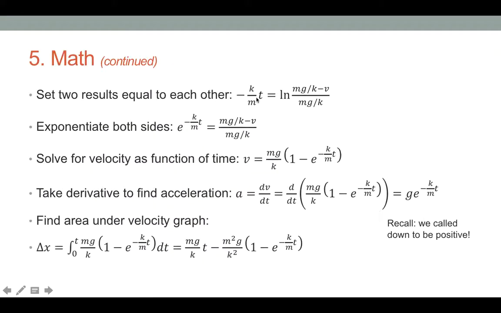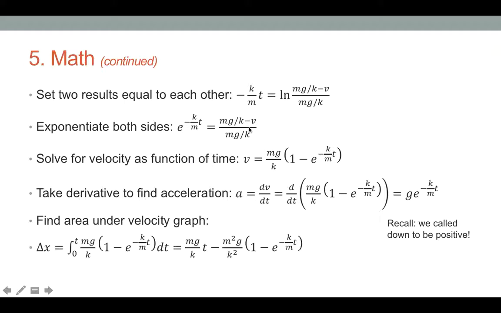Now we can set the two sides equal to each other. This is the first integral, this is the second integral. And like before, we're going to exponentiate both sides. So we get e to the minus km over t. When I do e to the logarithm, both of those functions go away because I have the function and its inverse. So that's just mg over k minus v divided by mg over k.